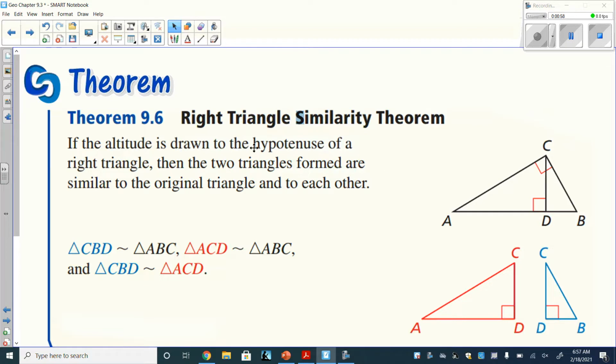That means the side lengths are all going to increase by the same amount or decrease by the same amount. And when we talk about similar, we use this one little squiggle line here, which means similar to each other. So when we look at these here, they're all similar to each other, and we can really look at the right angles to see how they match up.